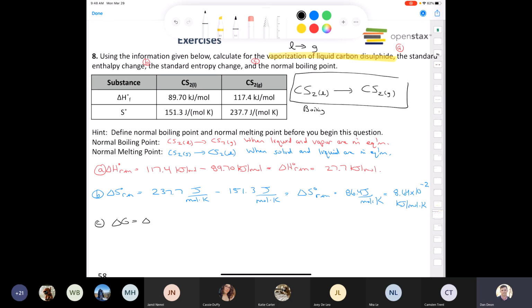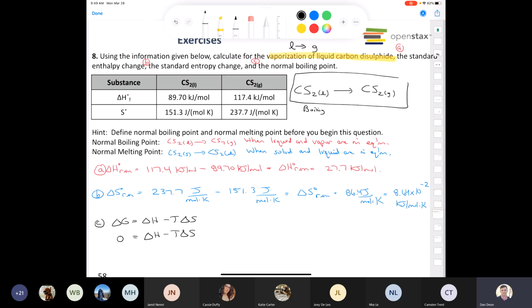Now here's something new. We have delta G as being equal to delta H minus T delta S. And we could go ahead and calculate the delta G, okay? When this process is in equilibrium, the process of going from the liquid to the gas, which is what boiling is, or vaporization, delta G is going to be equal to 0. Okay? So again, when the vaporization process is occurring, delta G is equal to 0. So then we can say 0 is equal to delta H minus T delta S.